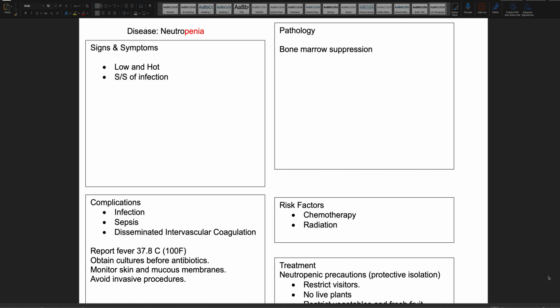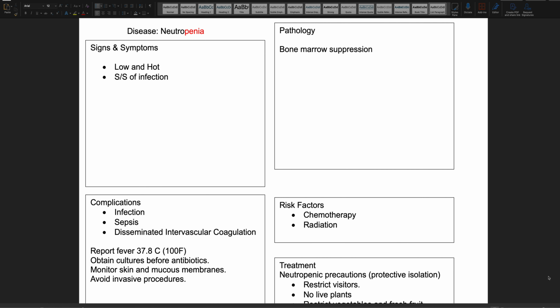Let's talk about neutropenia. Remember that penia means low or decreased. Neutro refers to a neutrophil, which is a type of white blood cell, the one that helps us fight infection. So the signs and symptoms of neutropenia are going to be low and hot. That means they're going to have a low white count and they'll have a fever. It's not going to be a high fever though. They may have signs and symptoms of infection.